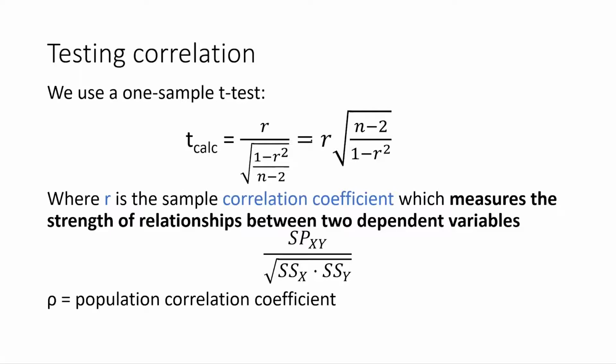We actually use a one-sample t-test to test this. So our t-calc is equal to our r divided by the square root of (1 minus r squared) over (n minus 2), where r is the sample correlation coefficient, which measures the strength of the relationship between two variables. And we calculate r by our sum of cross products divided by the square root of our sum of squares for x times our sum of squares for y.